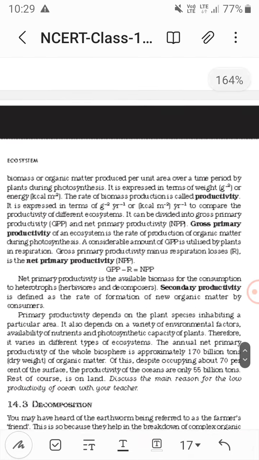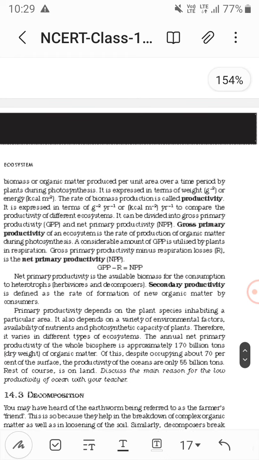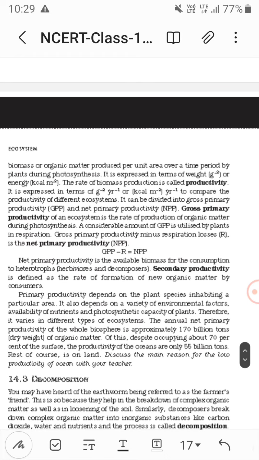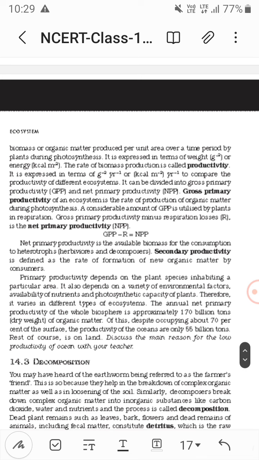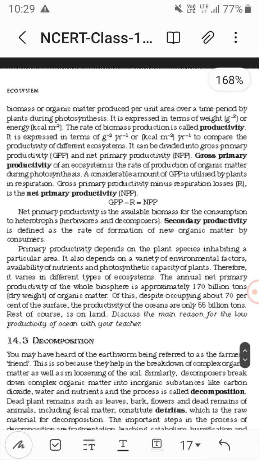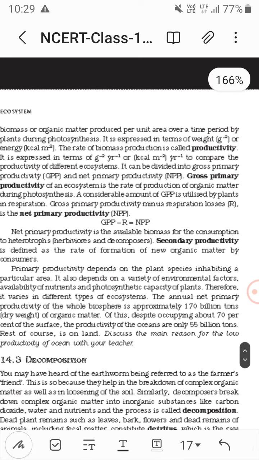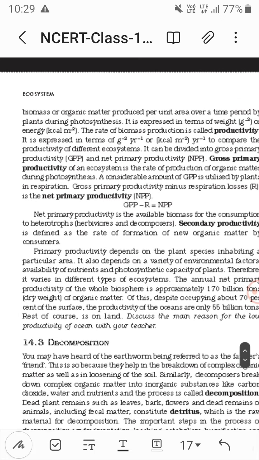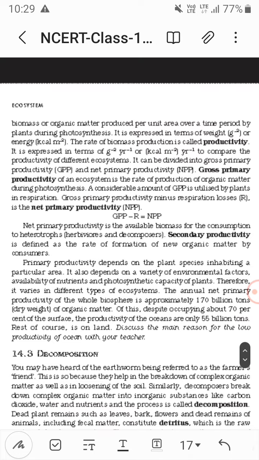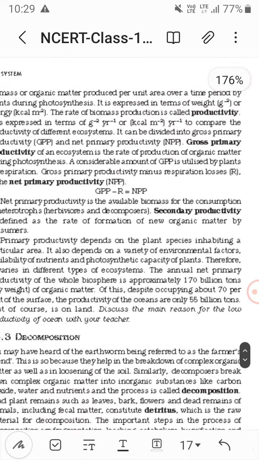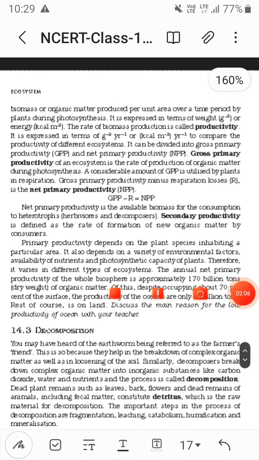To compare the productivity of different ecosystems, there is gross primary productivity of an ecosystem, which is the rate of production of organic matter during photosynthesis. Now there is net primary productivity, that is gross primary productivity minus respiratory losses. A considerable amount of GPP is utilized by plants in respiration. So GPP minus respiratory losses is equal to NPP.